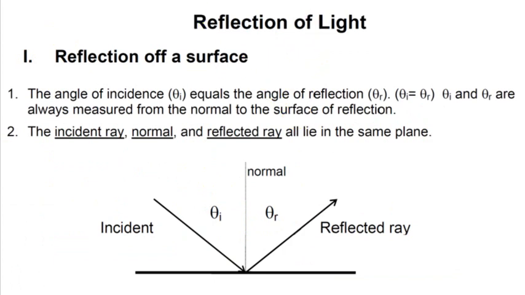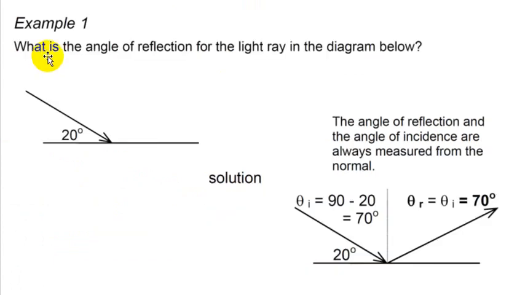Let's examine some examples. First example: what is the angle of reflection for the light ray in the diagram below? If the angle between the surface and the incident ray is 20 degrees, by drawing the normal line, we can find the incident angle. You see, it is subtracted from 90 degrees. So the incident angle is 70 degrees. If the incident angle is 70 degrees, the reflected angle is also 70 degrees.